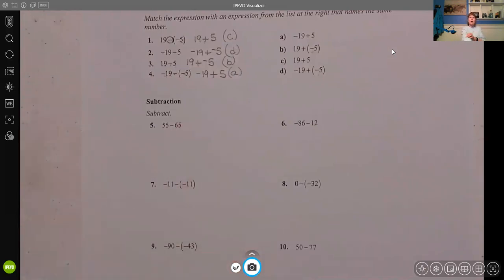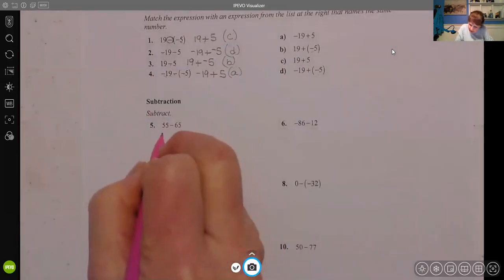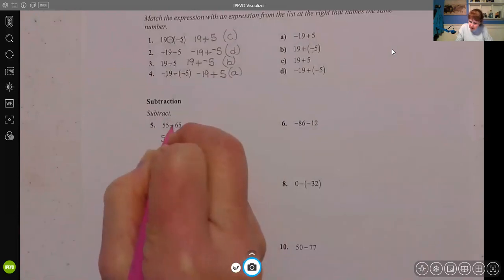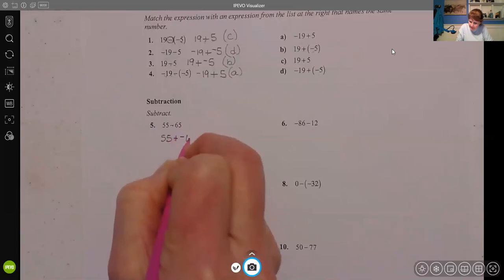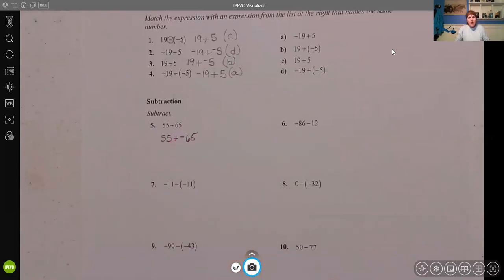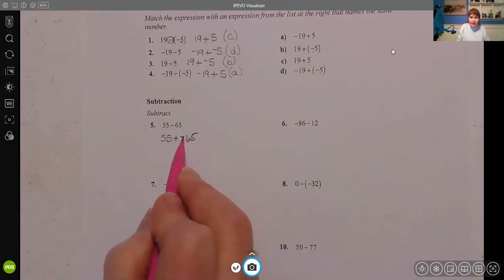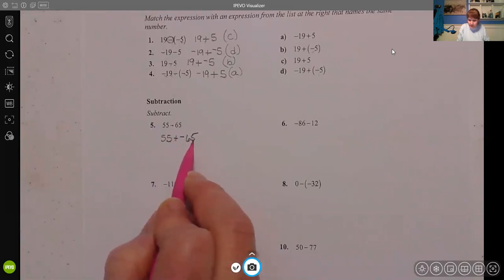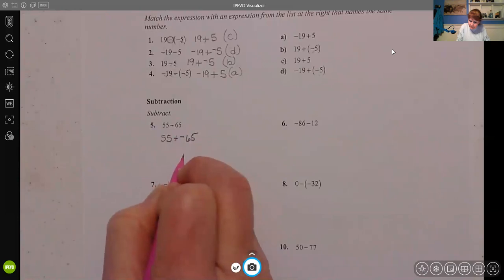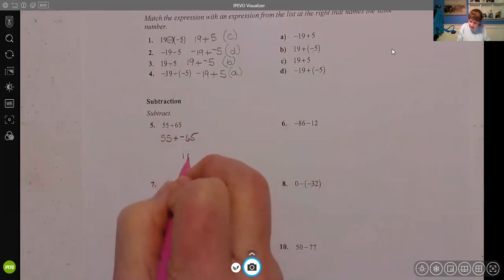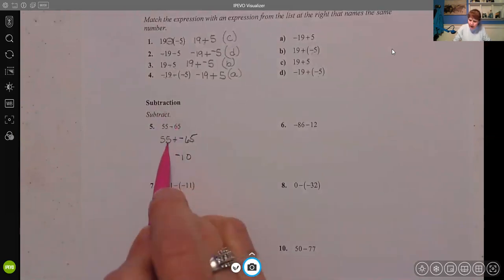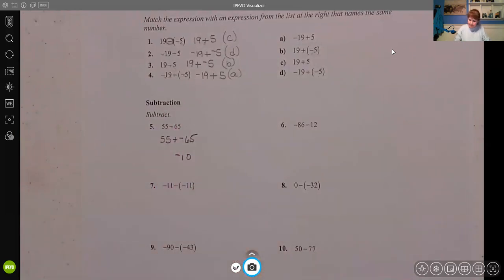But if it's been a while or this is new to you, we have 55 plus a negative. I change that to a plus. That becomes a negative 65. Okay. Well, I have 65 negatives and 55 positives. So 55 of these are going to cancel 55 of those, but you're going to have 10 negatives left over when you do that. So your answer is a negative 10 because we'll have 10 negatives left over when 55 of these cancel 55 of those.